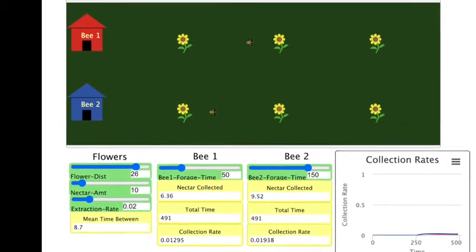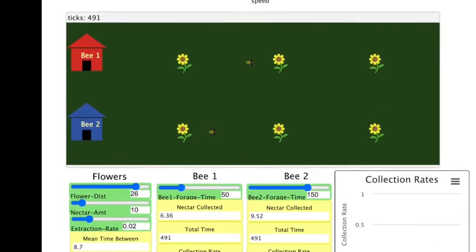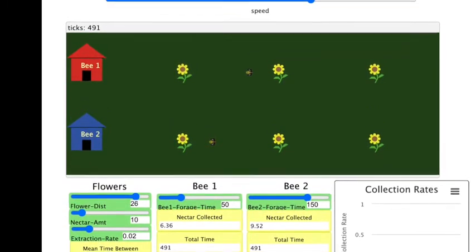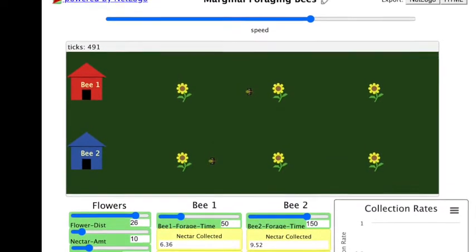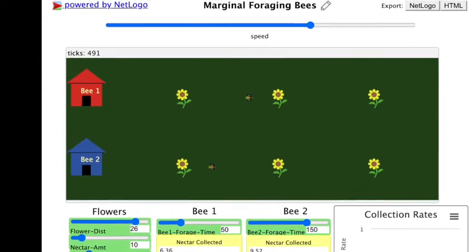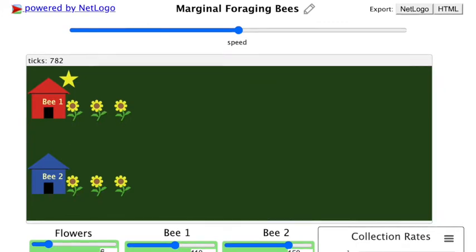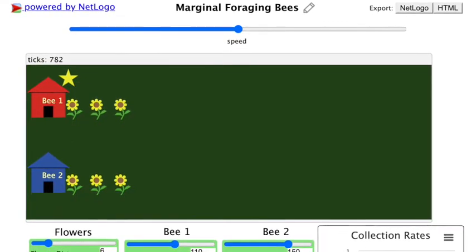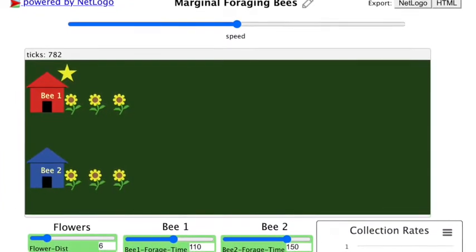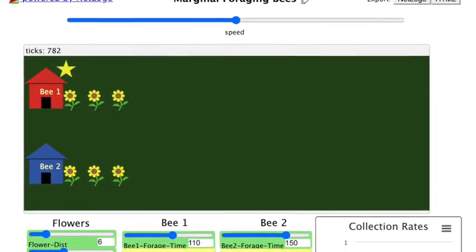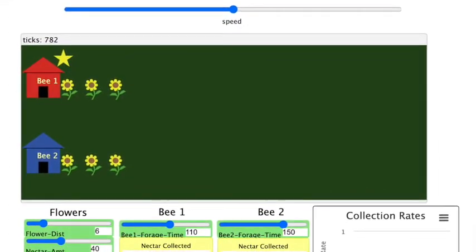The major findings showed that B1 was incredibly faster compared to B2. However, the collection rate was slightly different, with B1 at 0.0205 and B2 at 0.0235. For my third manipulation, I changed the flower distance to 6, with B1 forage time at 110 and B2 forage time at 150. I also changed the nectar AMT to 40.